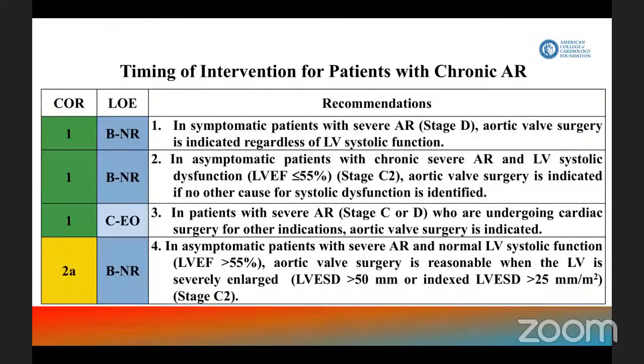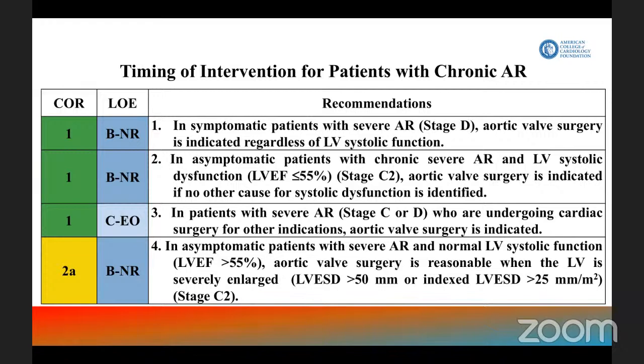So moving to the indication of AVR for patients with aortic regurg. For symptomatic patient with severe aortic regurg, stage D, aortic valve surgery is indicated regardless of the LV systolic function, as a class 1 recommendation. In asymptomatic patient with chronic severe AI and LV systolic dysfunction, defined as left ventricular ejection fraction of less than or equal to 55%, stage C2, then aortic valve surgery is indicated if no other cause for systolic dysfunction is identified, as a class 1.